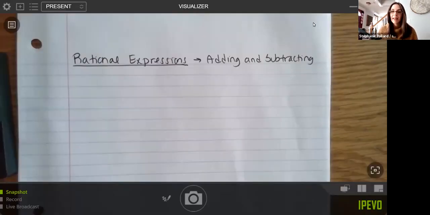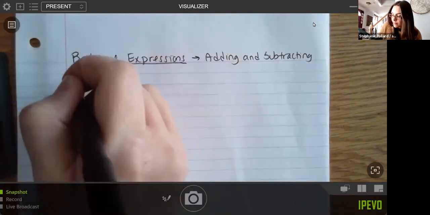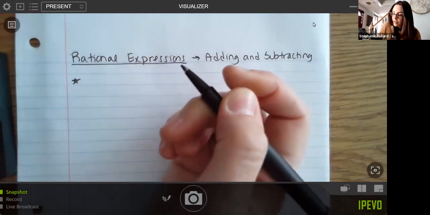Let's talk about how to add and subtract rational expressions. And I want you to remember that when we add or subtract fractions, there's one really important thing, and that's that we need common denominators. You don't need common denominators to multiply or divide, but you do for adding and subtracting. And the same thing is going to be true for rational expressions.